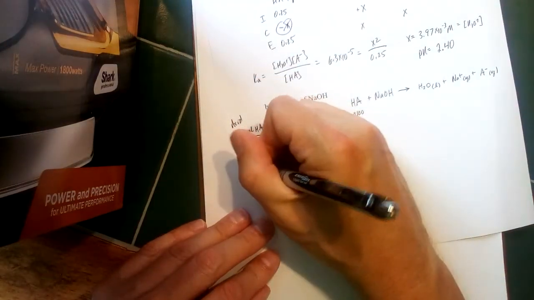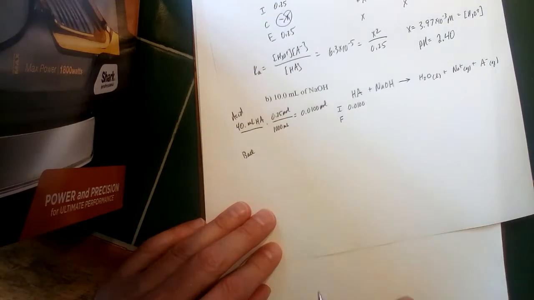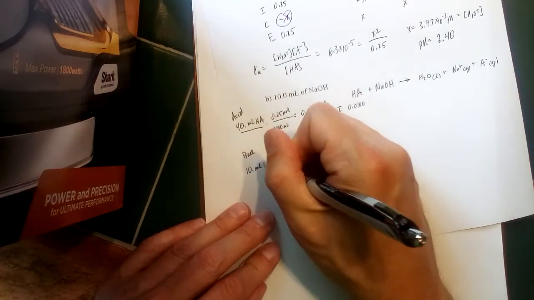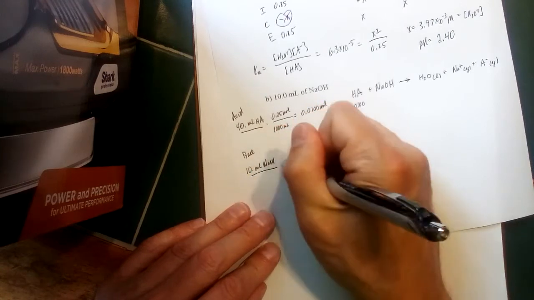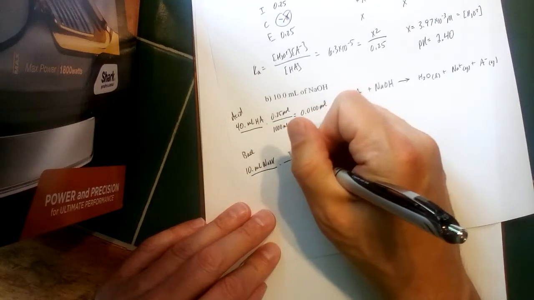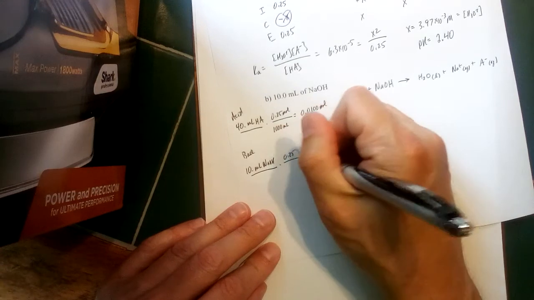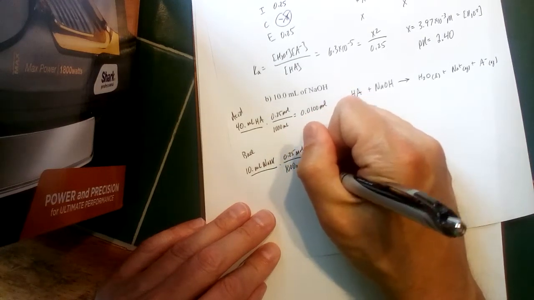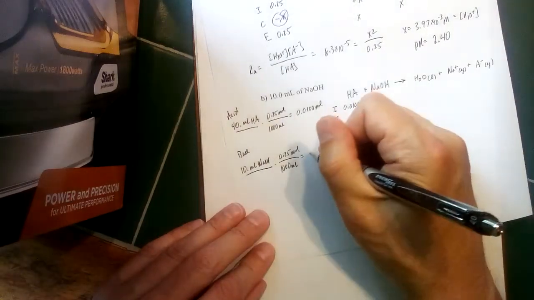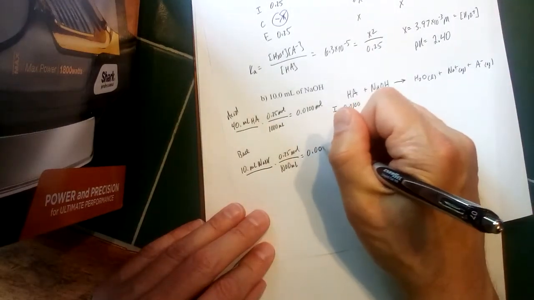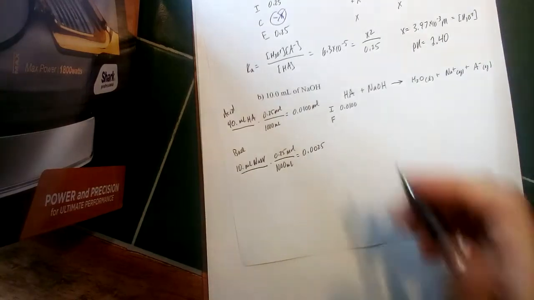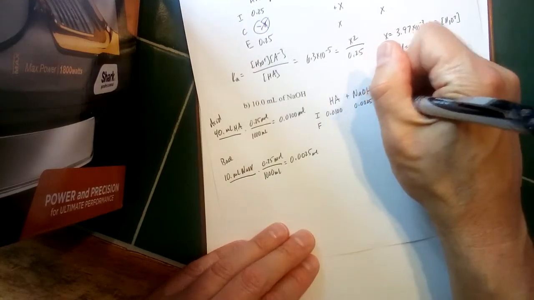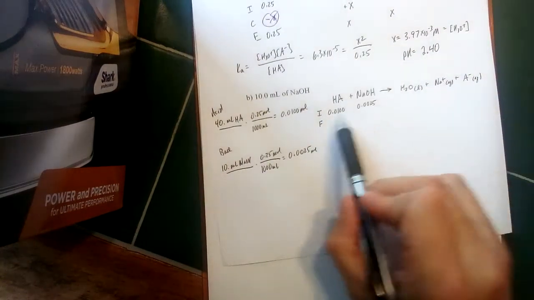I want to do the same for my base, which is my sodium hydroxide. Now for part B, it's 10 mL. We've added 10 milliliters of NaOH. The concentration is the same as it was for the acid, so 0.25 moles per liter. Again, I'm going to change that to 1,000 milliliters, right? And that would work out to 0.0025 moles of sodium hydroxide. So 0.0025.